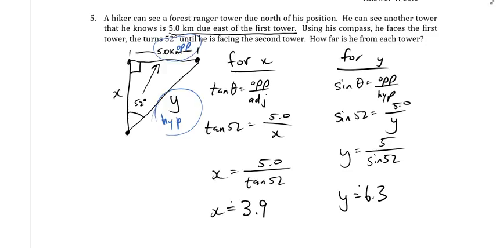Hypotenuse was the longest. If I did it the wrong way, if I did 5 times the sine of 52, I would have gotten 3.94. So that would not have made sense. And I could have said, wait a minute, how can the hypotenuse be smaller than the 5? Wouldn't make sense. Right? So think about your answers as you're working, and it can help you catch mistakes.